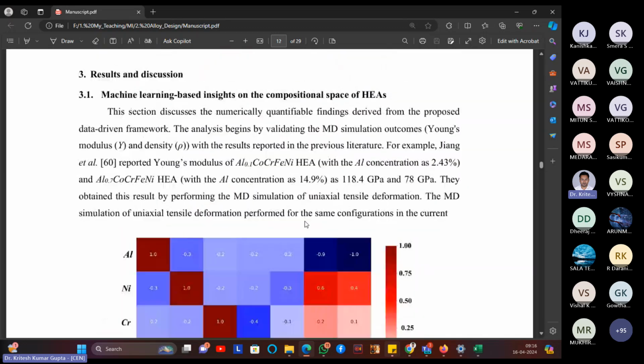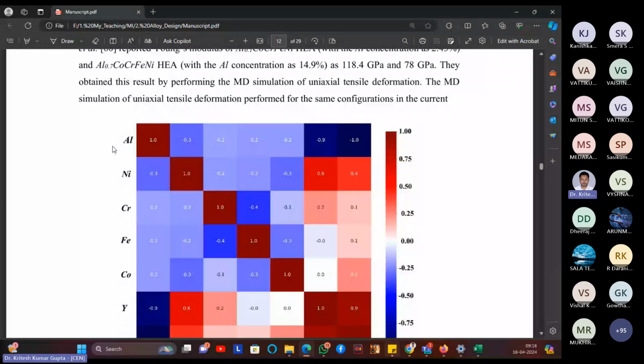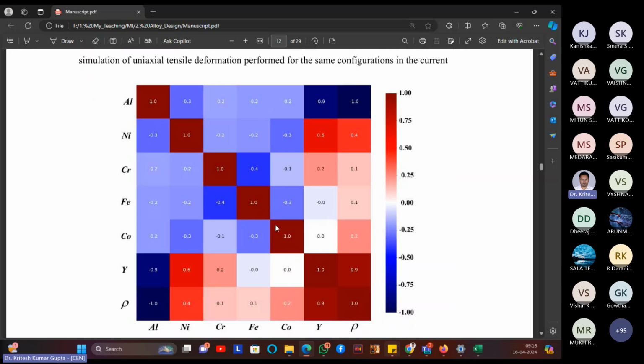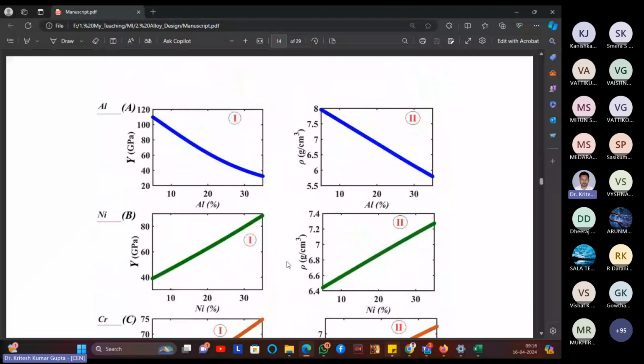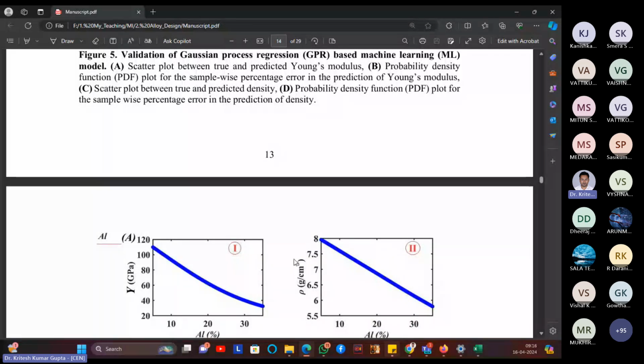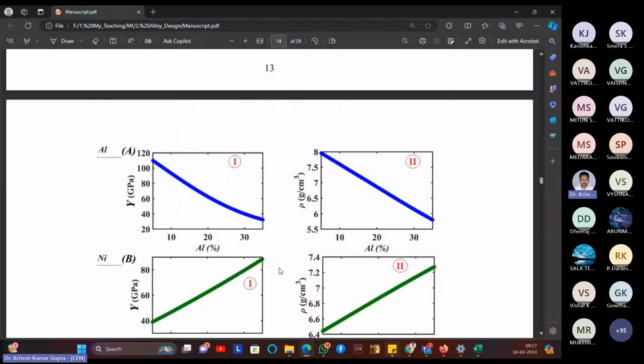Now, if we look at the initial data, it was telling us that with the increase of aluminium, the Young's modulus and density have to decrease. With the increase in nickel, the stiffness or Young's modulus and density have to increase, right? The same trends we were getting from our initial data, and after implementing the machine learning model, we are getting the same trends. So this is how we fortify that the model we have got gives the trends which our earlier data is showing. That's how we also establish that the model is working fine.